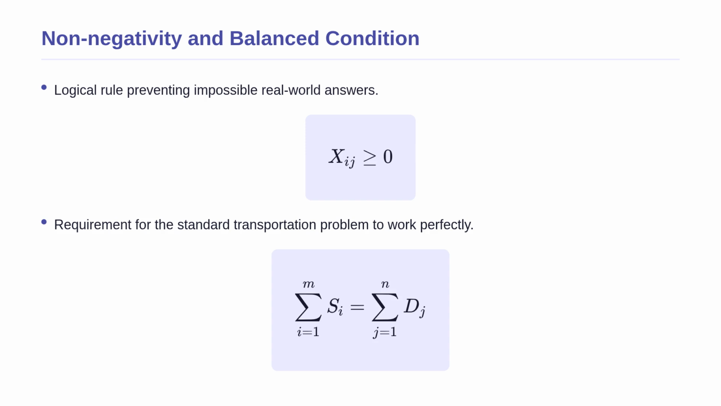Second is the balanced condition. For the standard transportation problem to work perfectly, the grand total of all supply from all sources must exactly equal the grand total of all demand from all destinations. If you have 100 total units, your markets must demand exactly 100 total units.